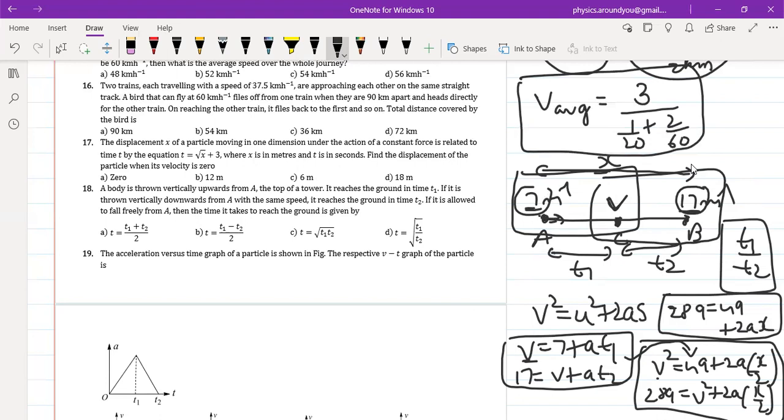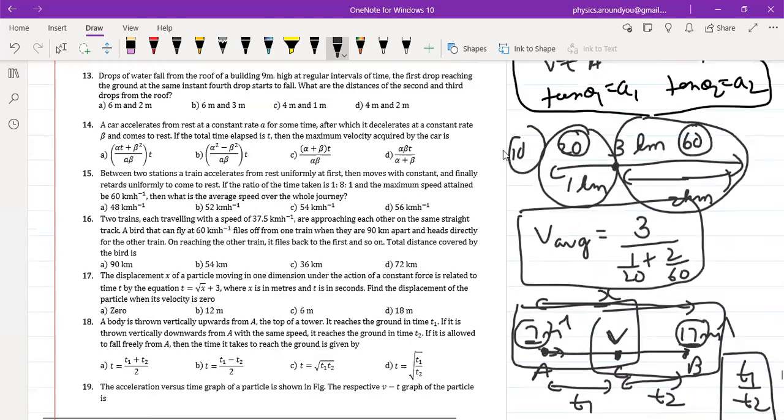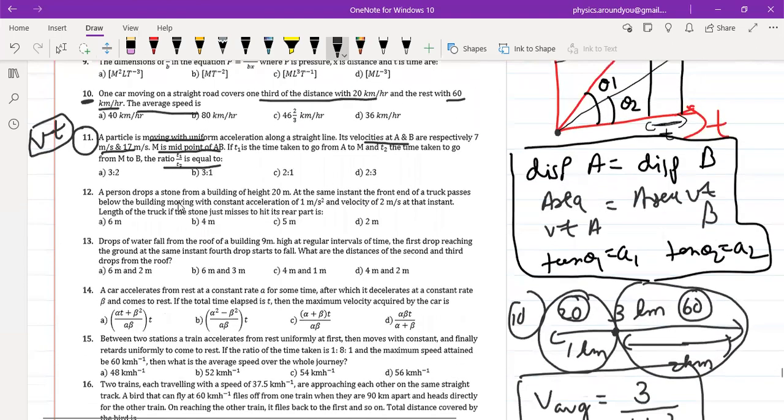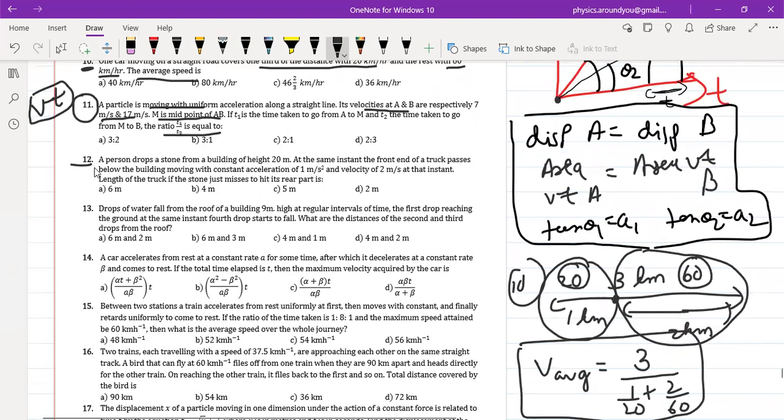Wherever you go, you shall find this approach where v square equal to u square plus 2as and v equal to u plus at are both used together. That would be question number 11. Now, question number 12 again. What would be the approach for question number 10?